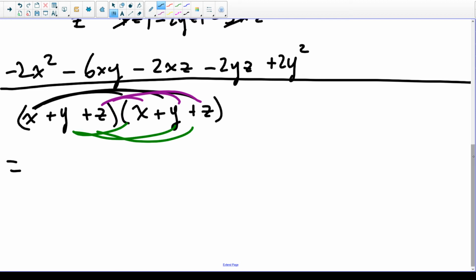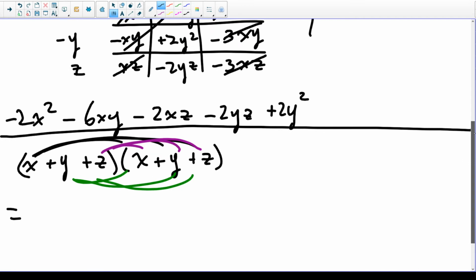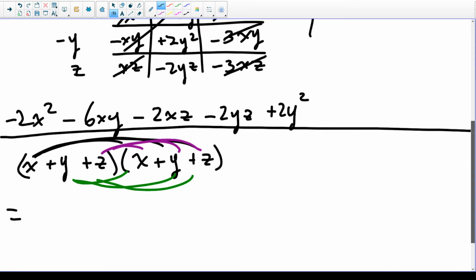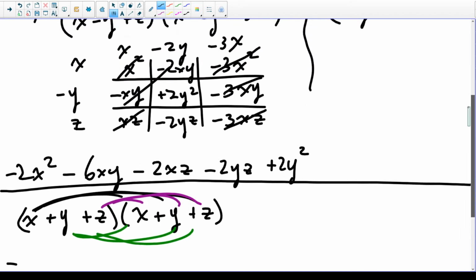Is that stating that I made a mistake in the previous one? Did I miss a z squared?